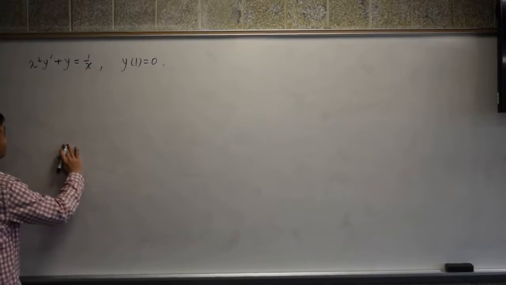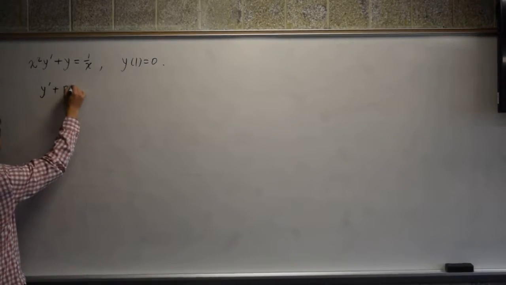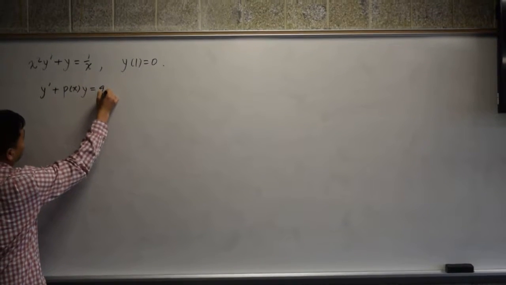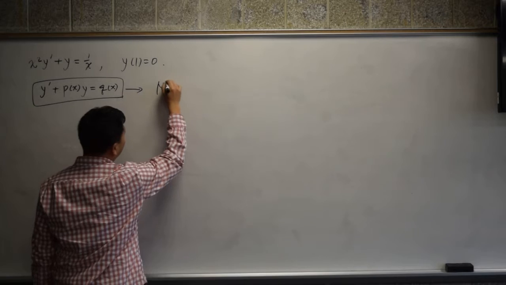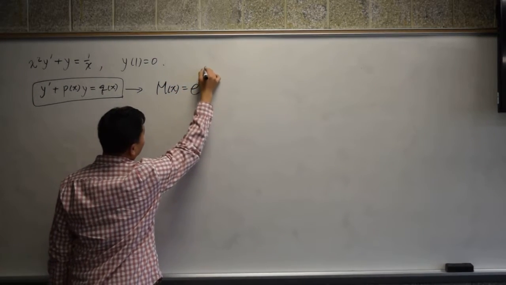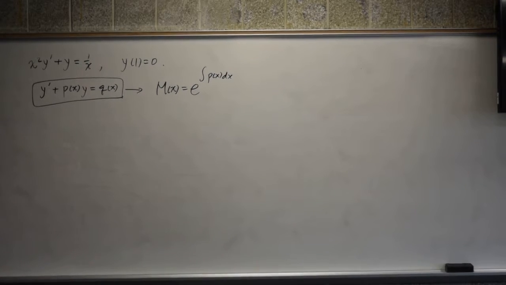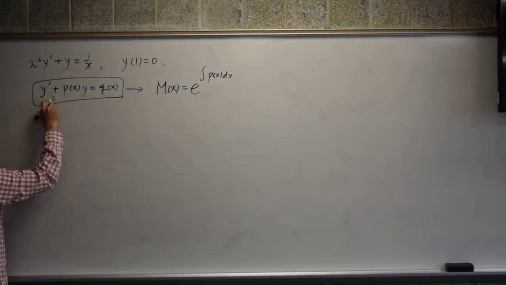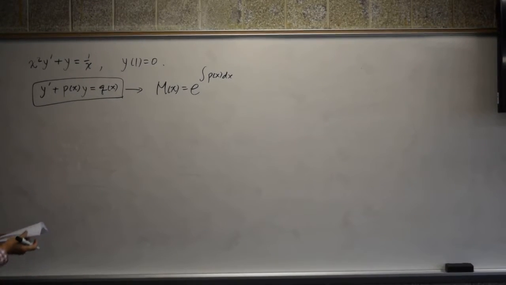So the first thing that you have to do is change this into standard form, y prime plus p(x) y equals q(x), because only then can you talk about the multiplier, which is e to the integral of p(x) dx, right? So to make this into this form, you better do it like this.